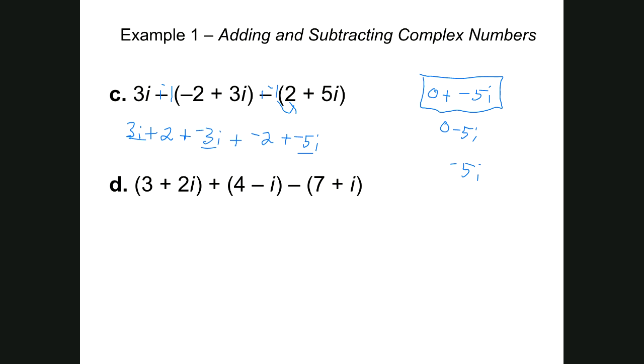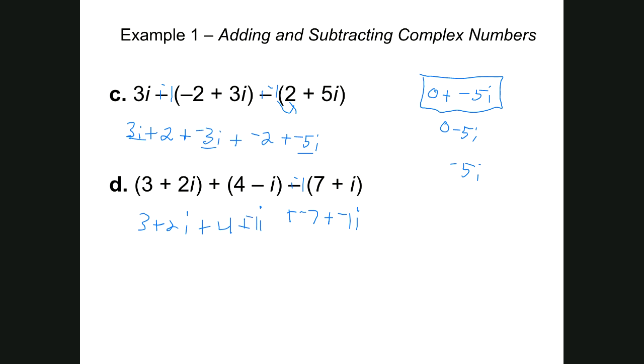This problem here, again, I'm just going to put the -1 out in front. So this is going to be plus -7 plus -1i. And then here I have 3 plus 2i plus 4 minus i. I'm going to change that and make that... I'm going to put a 1 in front of there also.